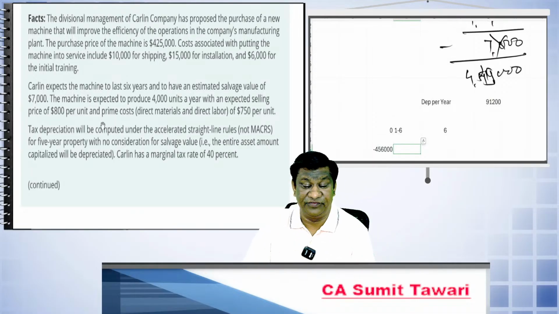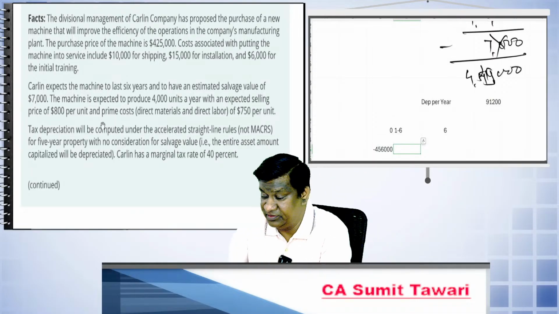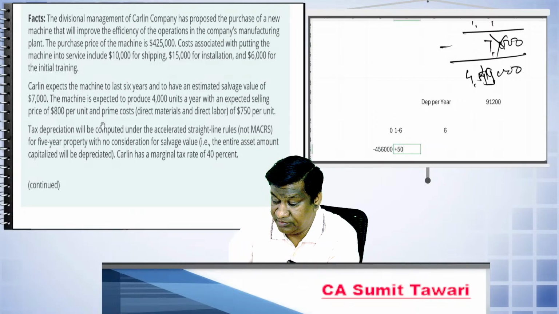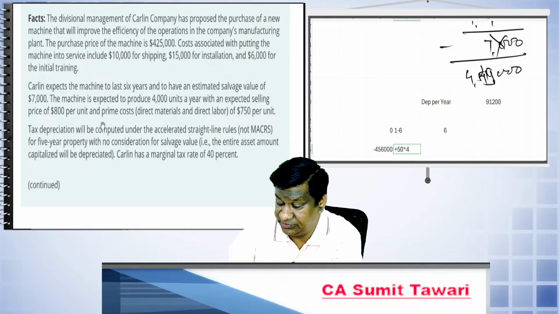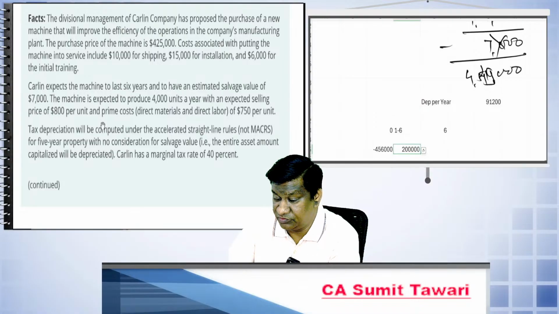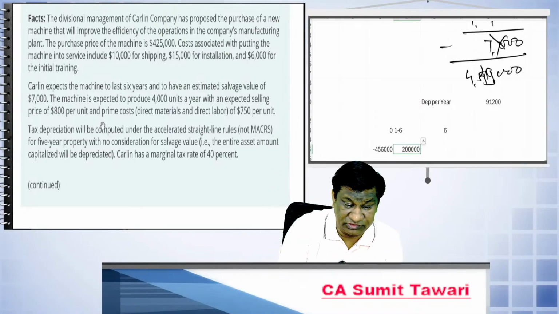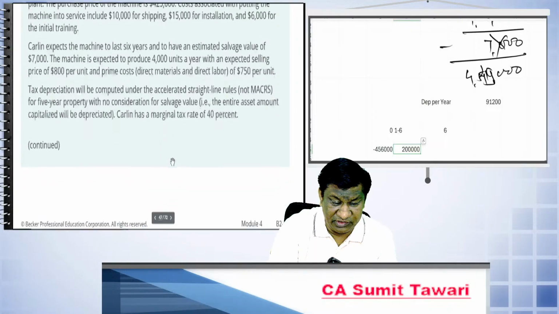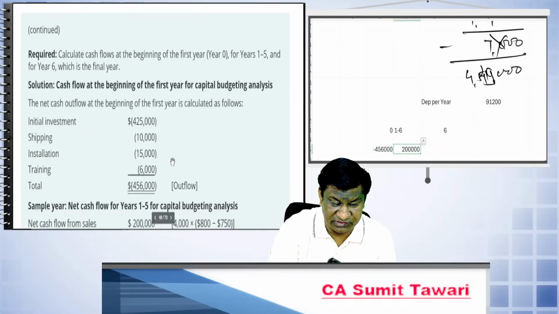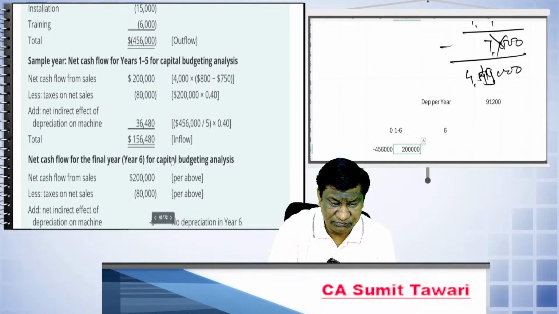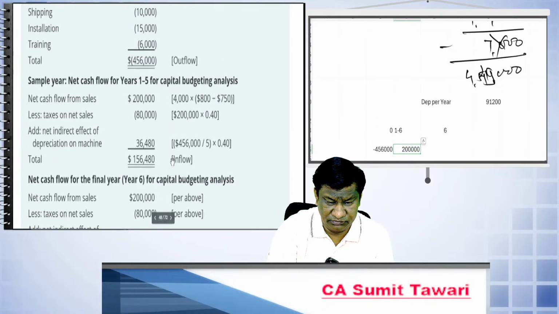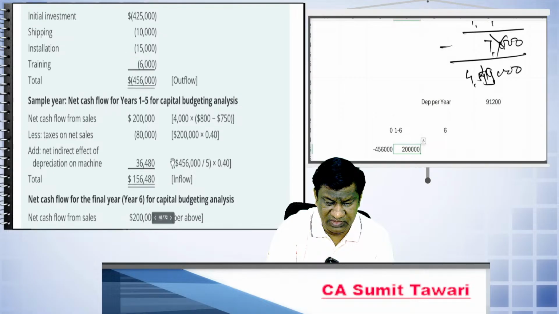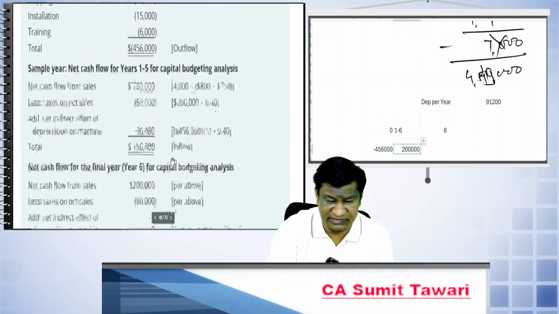800 minus 750 means 50 multiplied by 4,000. So 200,000 is the income per year, and the tax rate is 40%. For 4,56,000, this is correct.